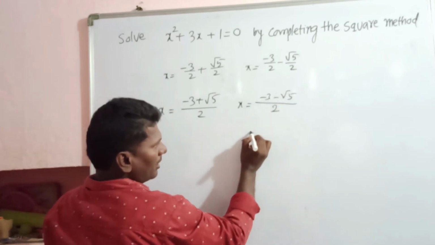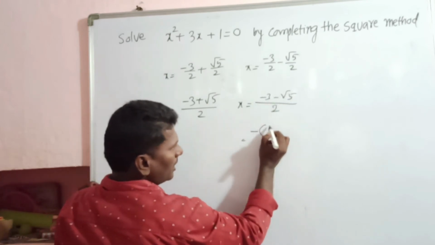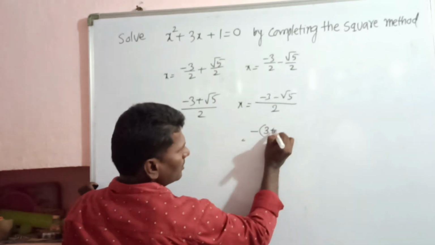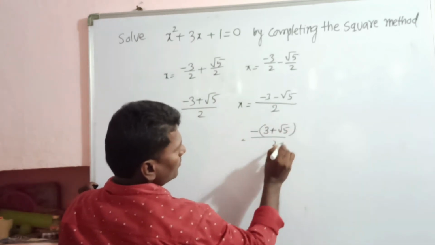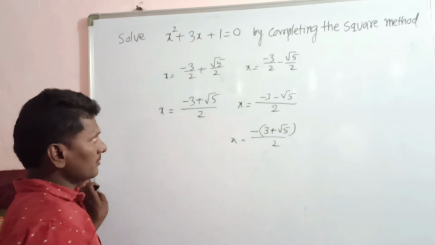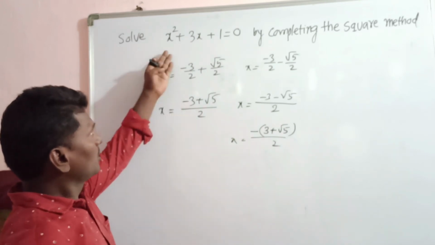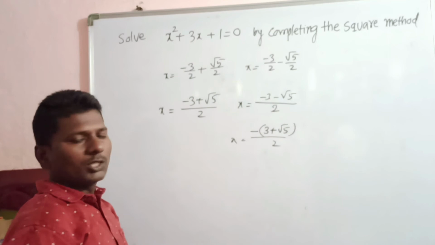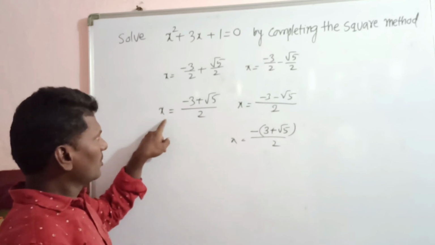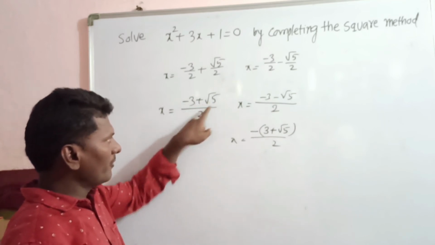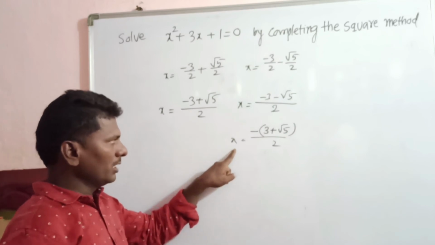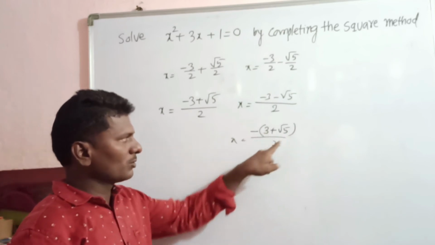You can take minus as common. Then you write minus (3 plus root 5) by 2. So these are the roots of x square plus 3x plus 1 is equal to 0. x is equal to (minus 3 plus square root of 5) by 2. Another root is minus of (3 plus root 5) by 2.